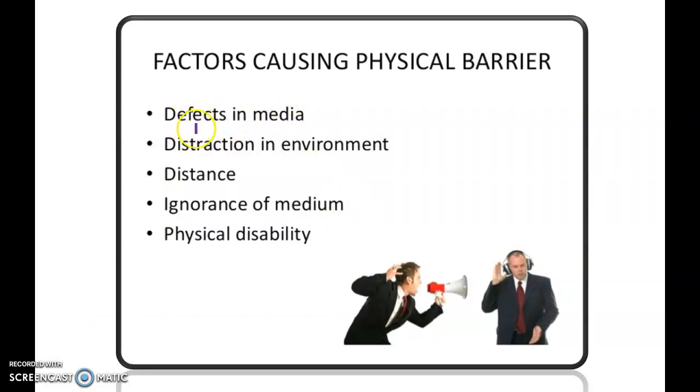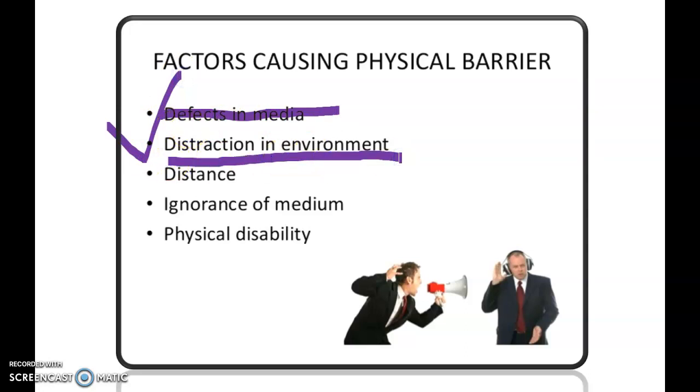Factors causing physical barrier. First, defect in media, which means noise will be there. Distraction in the environment will be there. Then distance: if that person is standing at a very long distance from you, then he or she can't hear you. Ignorance of the medium: if background noise is there, or bird chirping, or something else, that will be an obstacle to communication. So that is the factor of physical barrier.